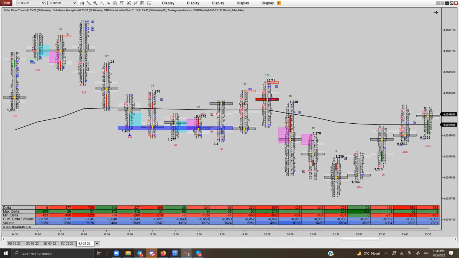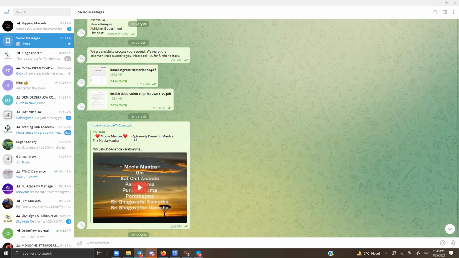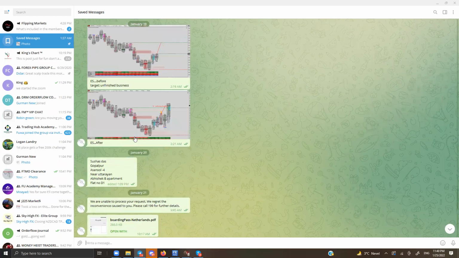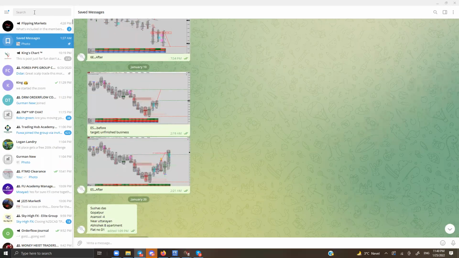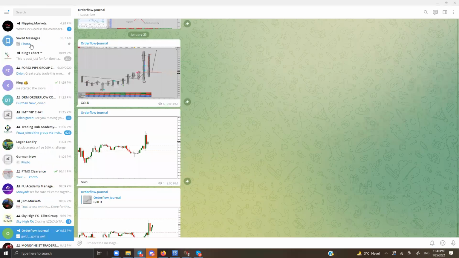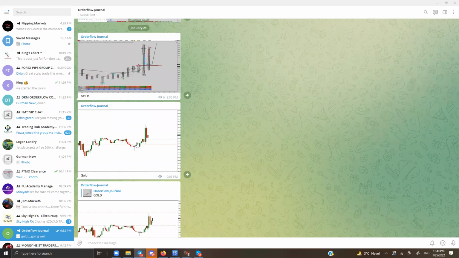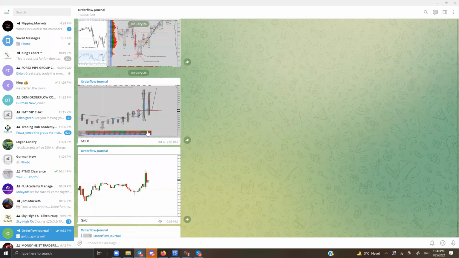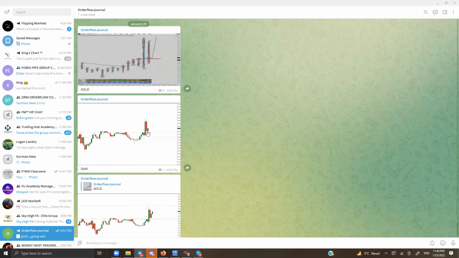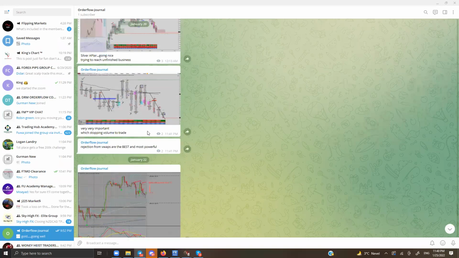I have a picture for you on my saved message that is nice. I have done it. Okay, wait, not here, in my order flow journal. This is my trade today, we took this trade on gold, right? The same setup, see, gold, and I took this trade at the same position. This is my order flow journal, and here I have marked one thing. It's very good to make you understand.